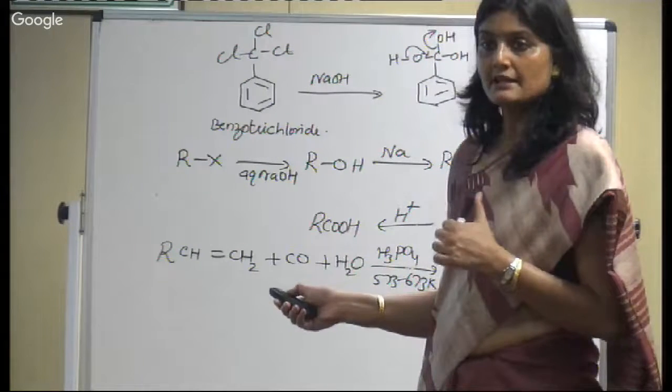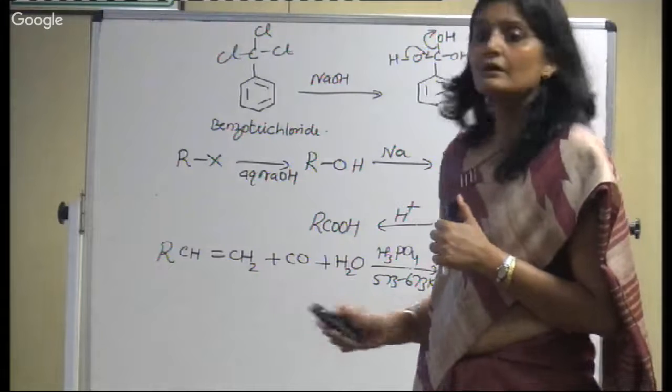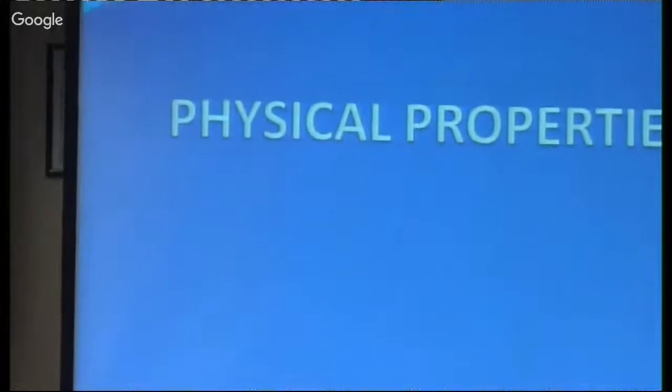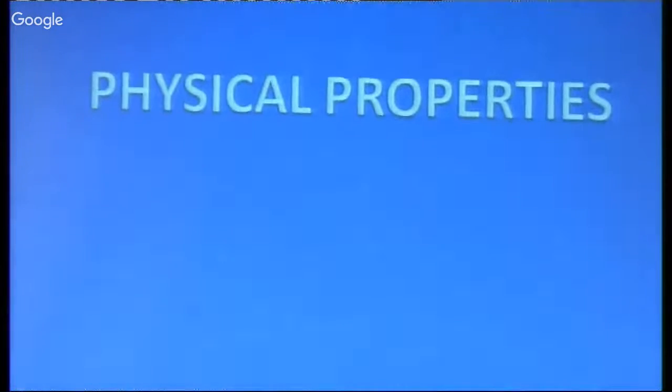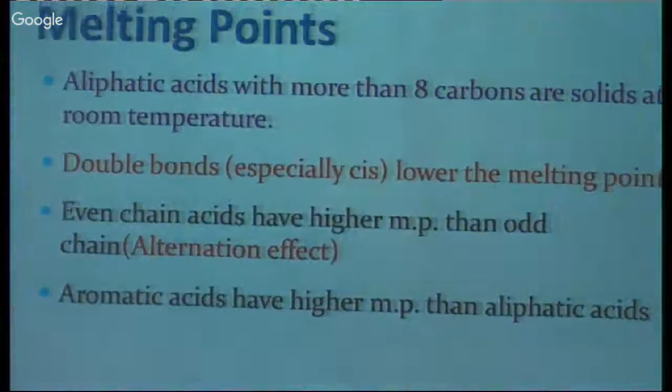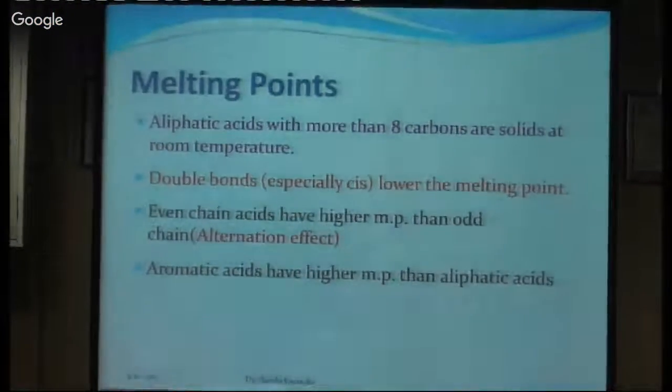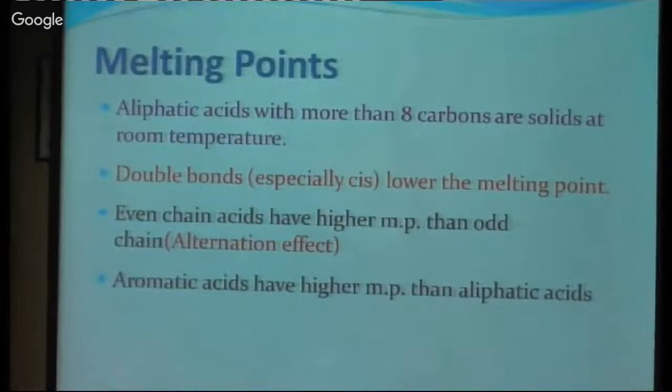Let's go to the next slide. So with this, we have finished the different methods to prepare carboxylic acids. Next would be their physical properties. Okay. The first of the physical properties that we'll discuss is the melting point. Now, there are three important trends that you have to remember when you discuss the melting point of carboxylic acids.